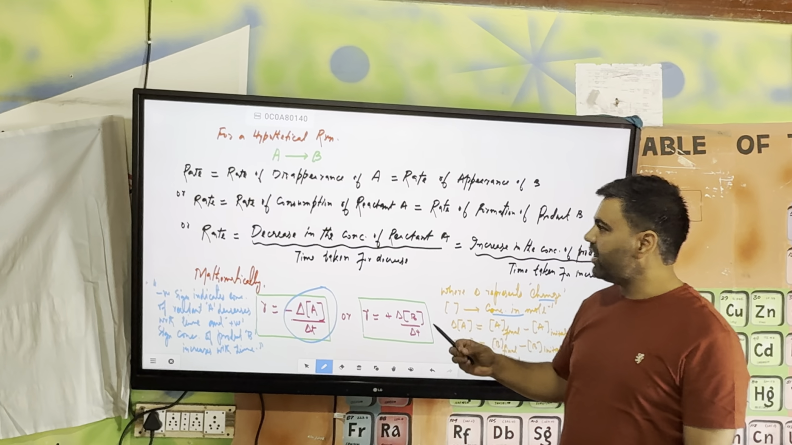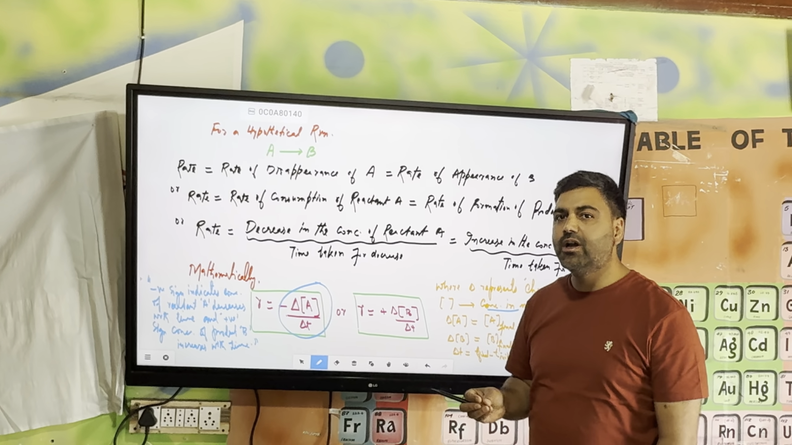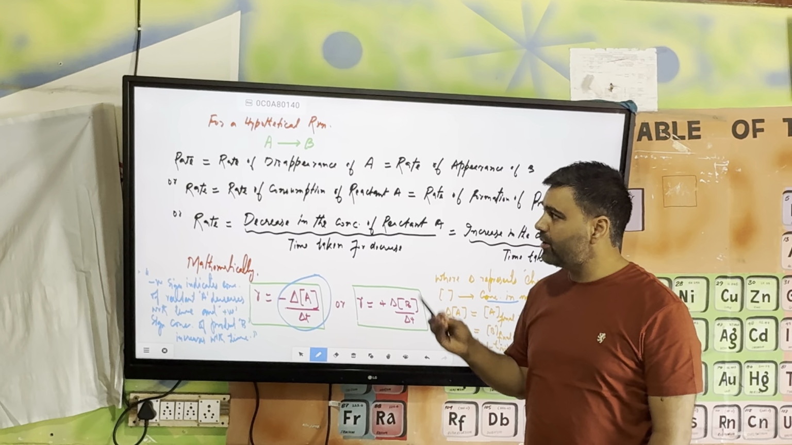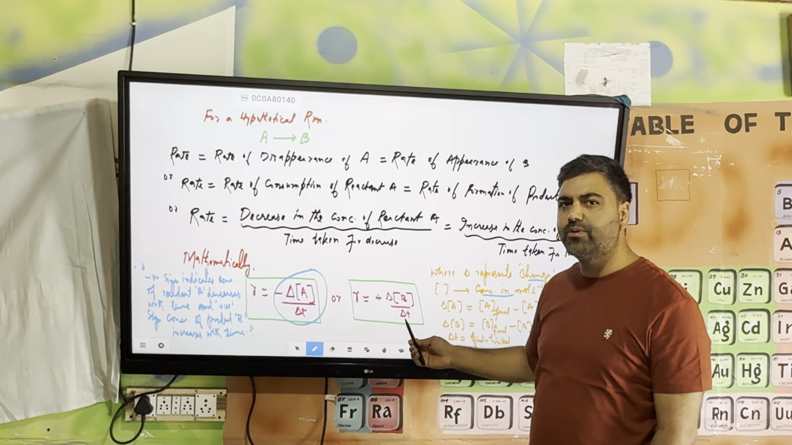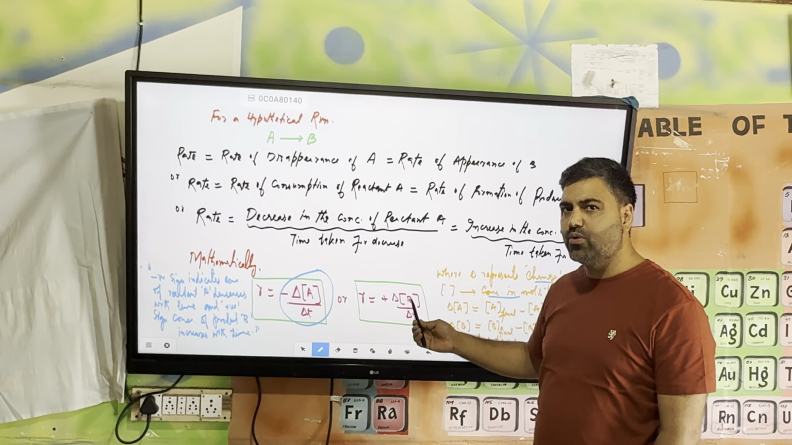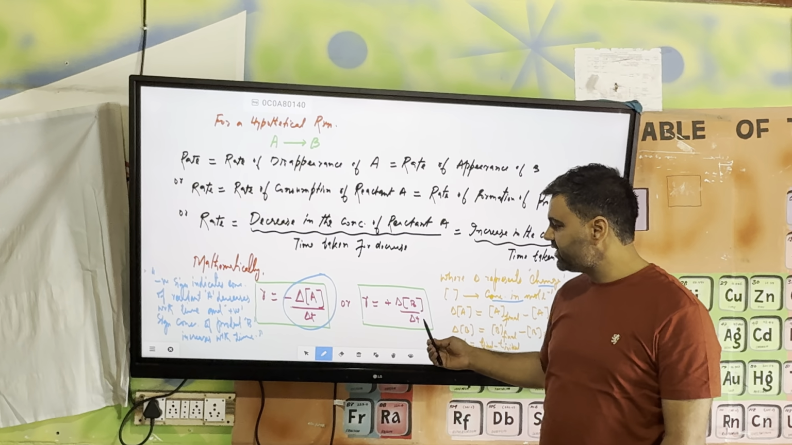And moreover, if we have to go for what is the unit of the rate of the reaction, it will be concentration divided by the time. It will be moles per liter per second. If the concentration is in moles per liter, then it will be mole per liter per second.